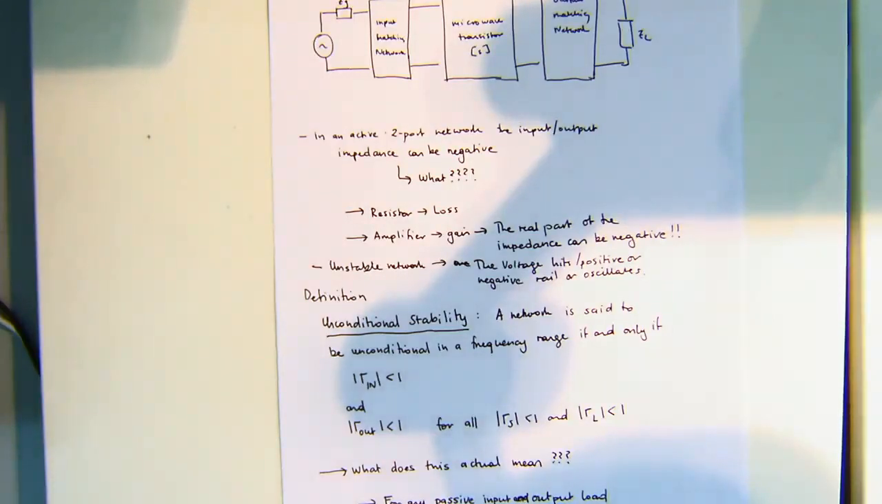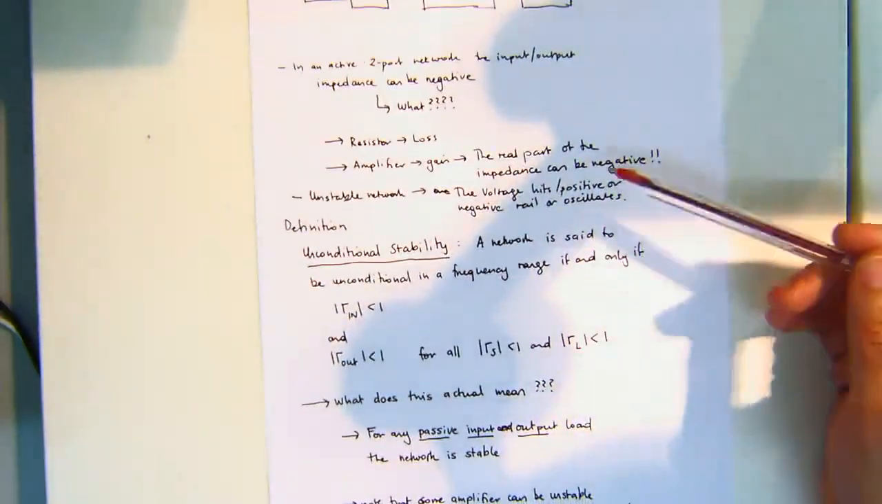So the important concept, which you've probably never encountered before, is that a system may be unstable, or may be stable for a certain set of input and output loads, source and load impedances. Right? Does that make sense? Okay, good. So let's talk about unconditional stability.